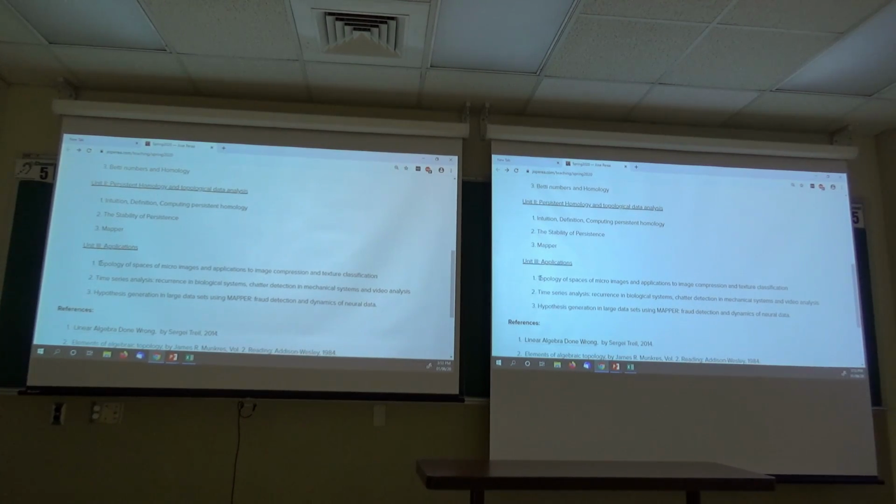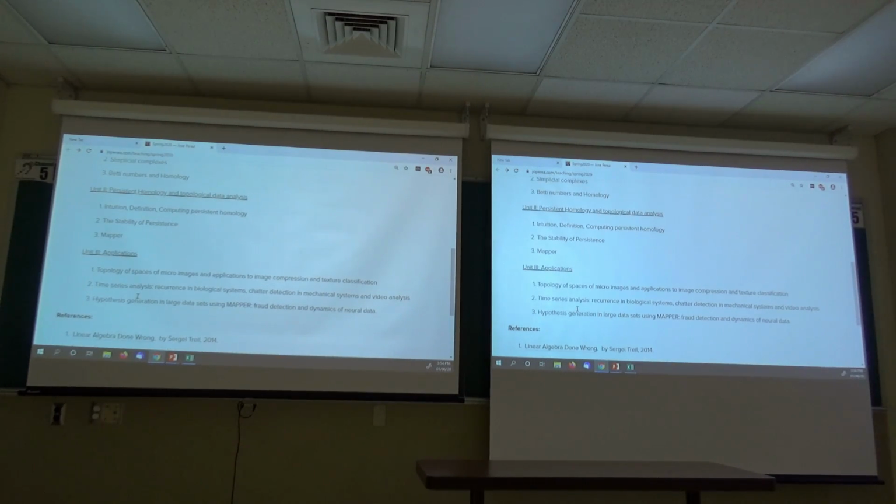The last unit, which I think is the more exciting, is applications. We're going to talk about the topology of spaces of micro-images. Remember the example of the sphere of the image with one dot. How do you analyze spaces of features from ensembles of images? This has applications to image compression and texture analysis. I would also like to talk about time series analysis, recurrence in biological systems, which we already talked about, and hypothesis generation from large data sets using dimensionality reduction techniques. So that's the goal of the course.